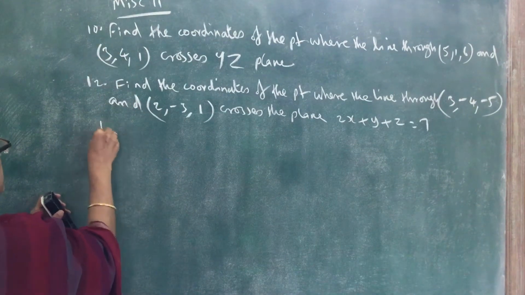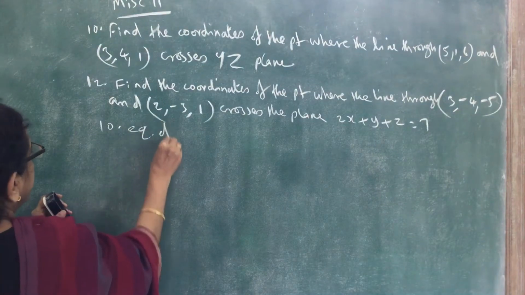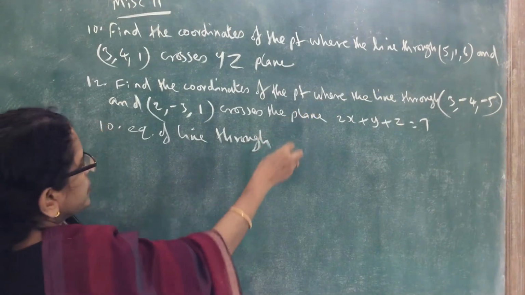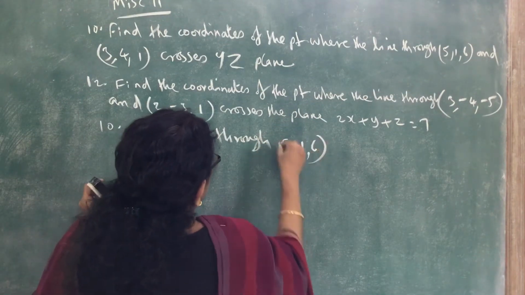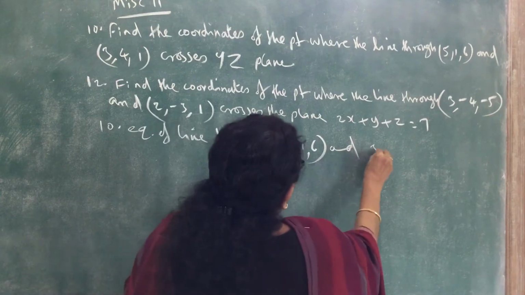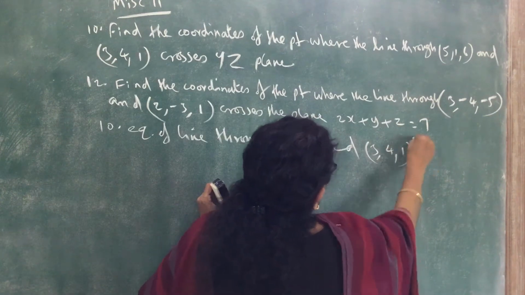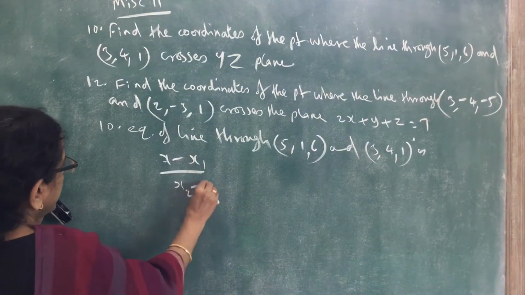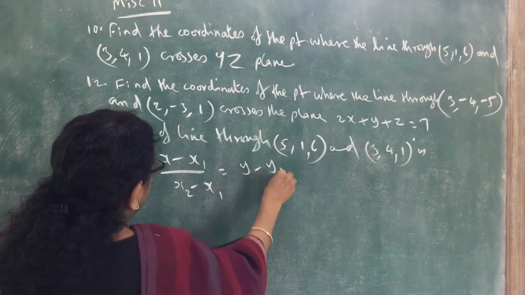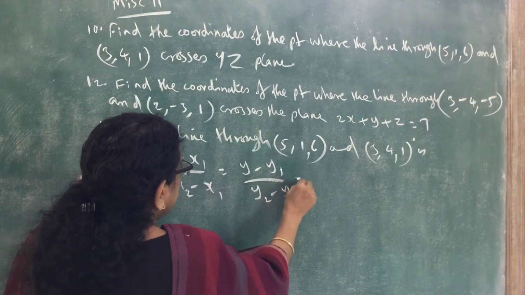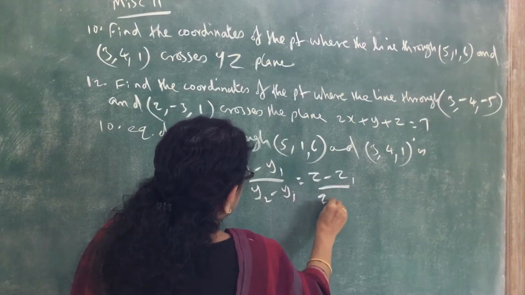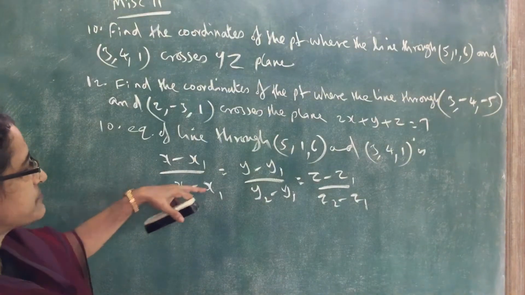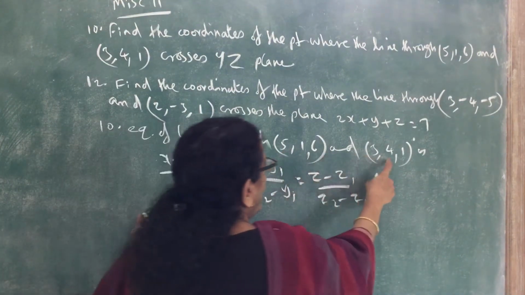So the equation of the line through (5, 1, 6) and (3, 4, 1) is, apply the formula (x minus x1) divided by (x2 minus x1) equal to (y minus y1) by (y2 minus y1) equal to (z minus z1) by (z2 minus z1). This is the equation of a line passing through two given points. So substitute the points x1, y1, z1 and x2, y2, z2.